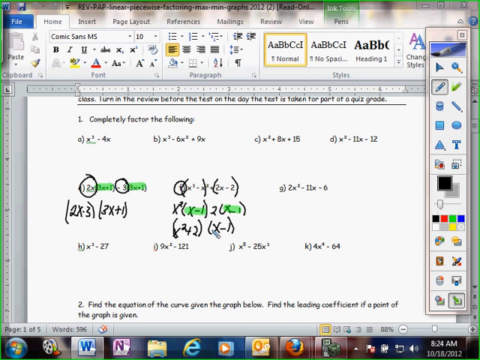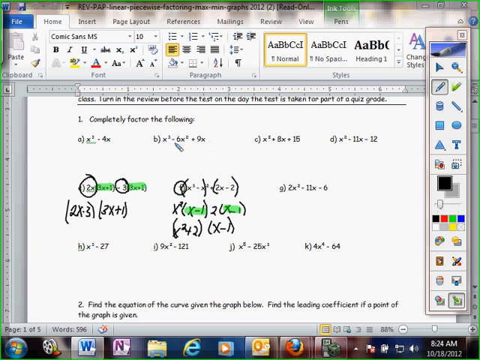Now, I gave you a lot of factoring practice, so you need to make sure you have all that done. Okay, so that's grouping. A is a GCF problem. And then let's see, B.